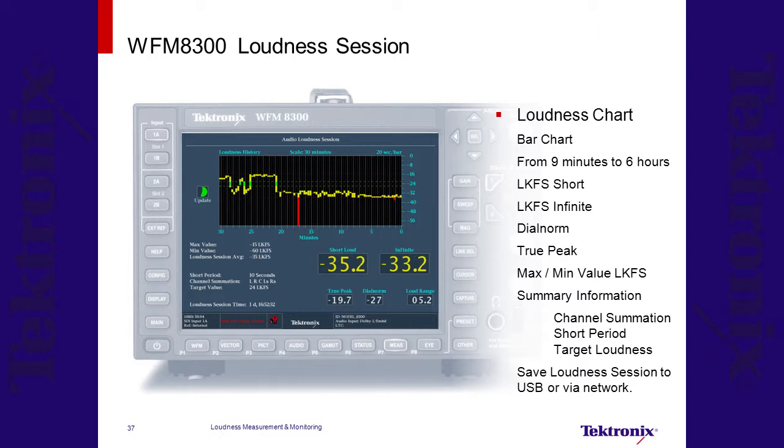Here we can see the loudness bar chart, showing the maximum and minimum loudness values for each bar period. Below the chart is a variety of information. The current loudness measurement for both short and infinite values are shown, along with the dial norm and true peak values. The maximum and minimum loudness values are reported for the session, along with summary information for the channel summation, short period duration, and target loudness.